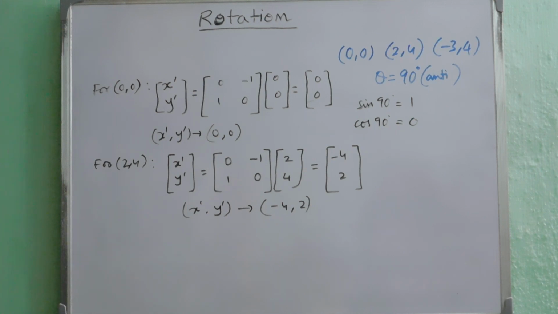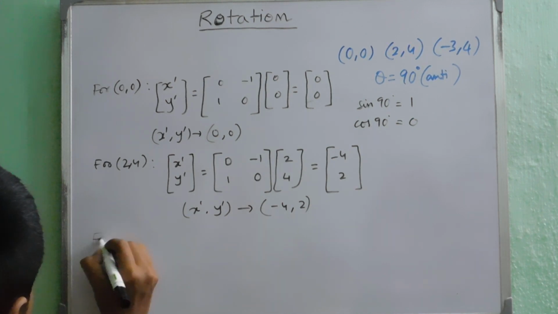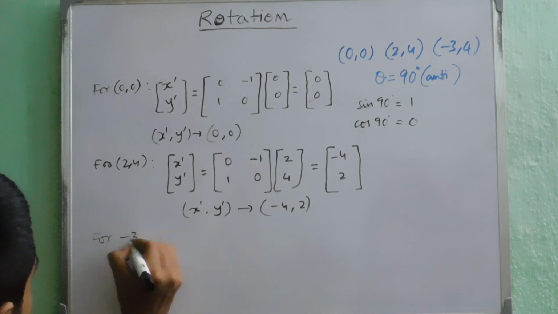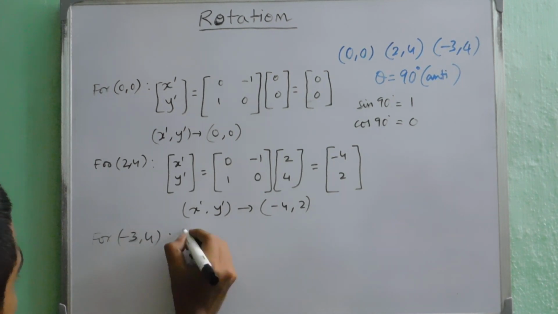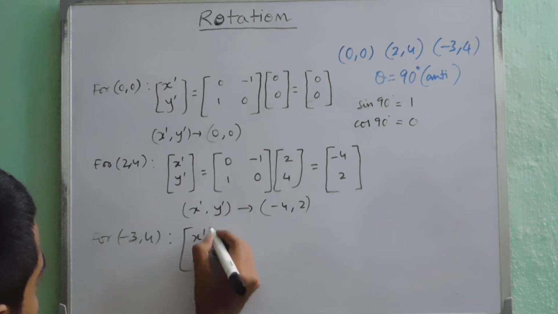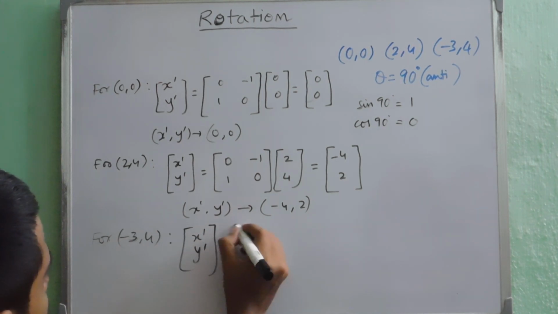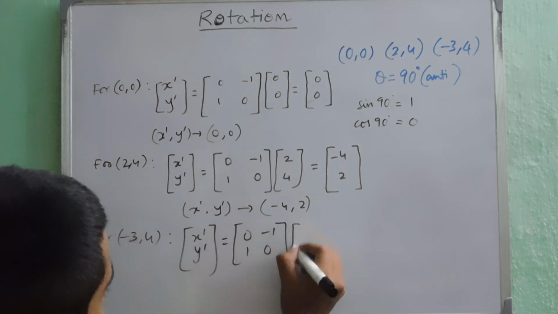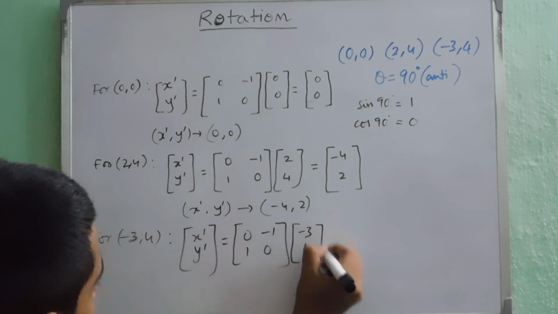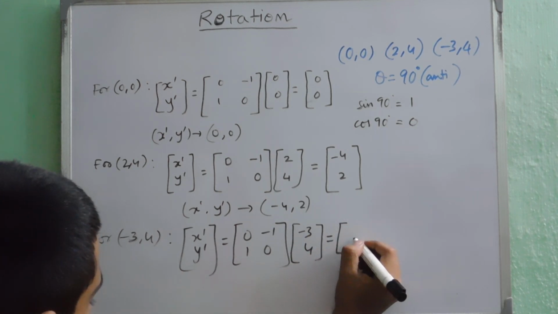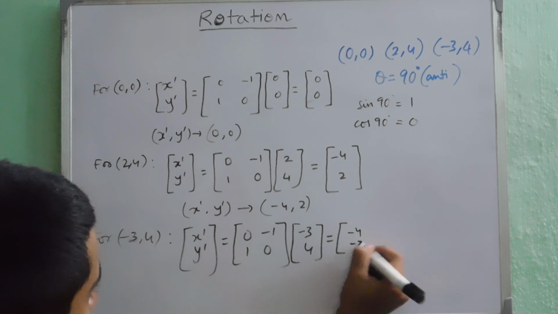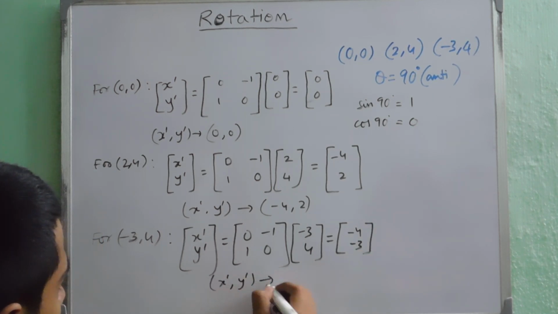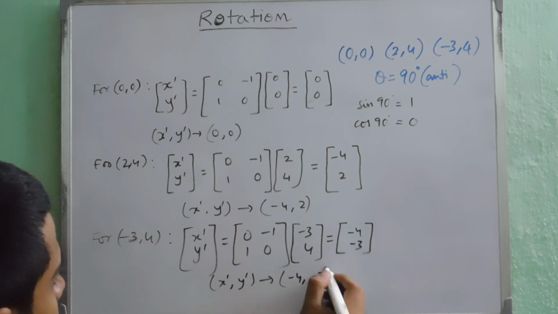Next the final coordinate, that is for minus 3, 4, we have x dash y dash equal to 0, minus 1, 1, 0, and here minus 3, 4, that is equal to minus 4, minus 3. So our x dash y dash is minus 4 comma minus 3.